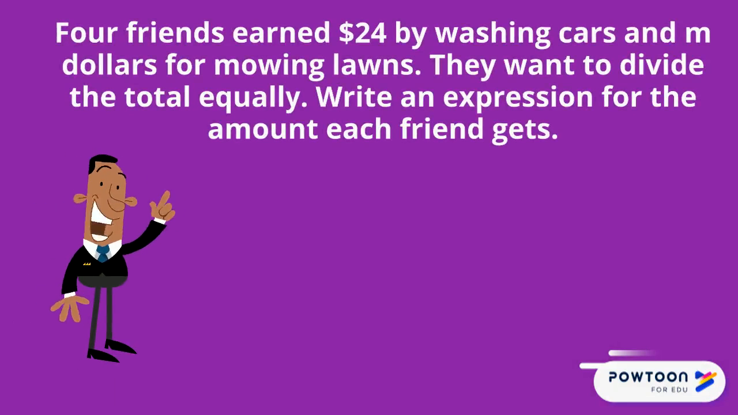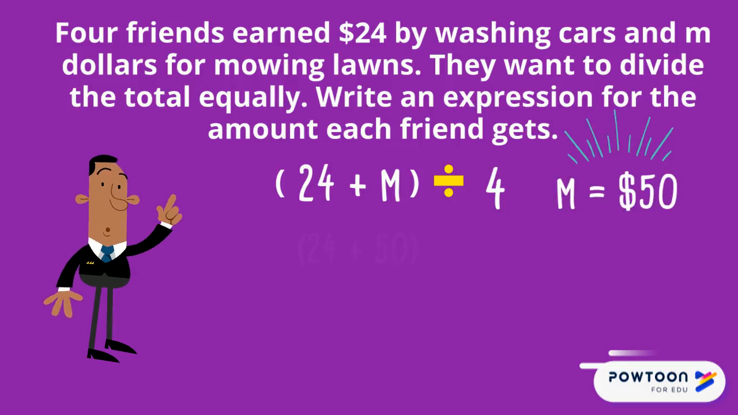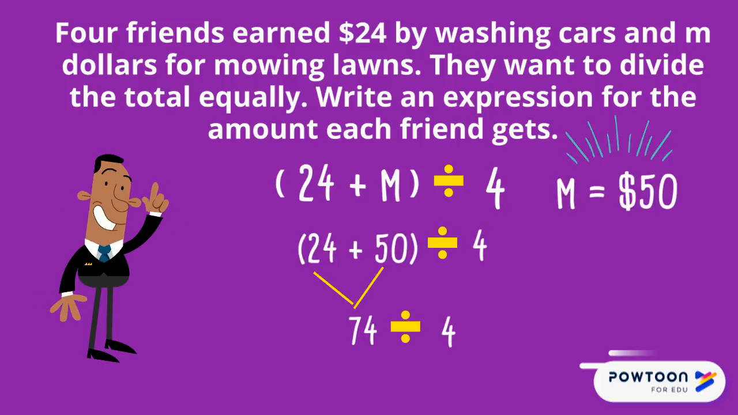Let's say that we knew that they earned $50 mowing lawns. I could put that amount in the equation where the m variable is. So following the order of operations, I would add 24 and 50, get 74. I would divide that by 4 since they're sharing it equally, and each person would get $18.50.